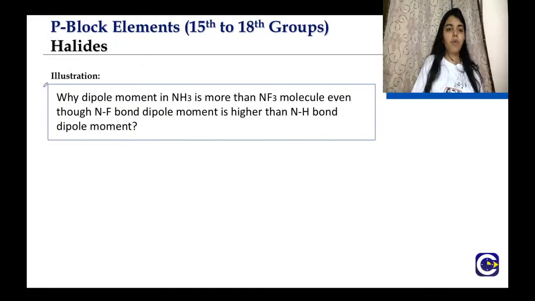Now this is very important. Why is the dipole moment in ammonia more than that of the NF3 molecule, even though the NF bond dipole moment is higher than that of the NH bond dipole moment? Obviously, if you consider nitrogen and fluorine, and nitrogen and hydrogen, fluorine is very much more electronegative compared to nitrogen. And here, the electronegativity of nitrogen is greater than that of hydrogen. Here, the electronegativity of fluorine is greater than that of nitrogen.